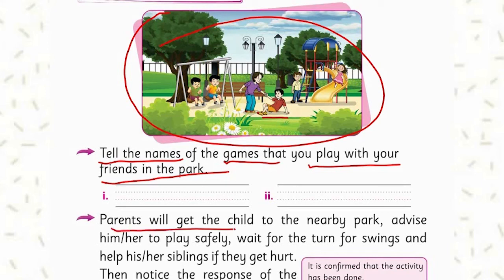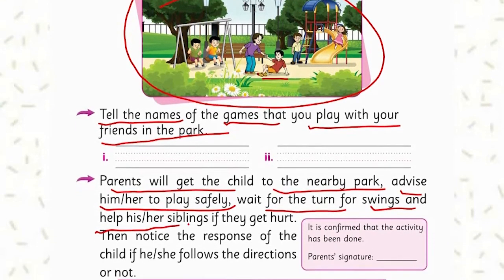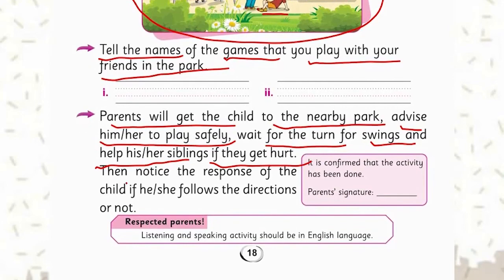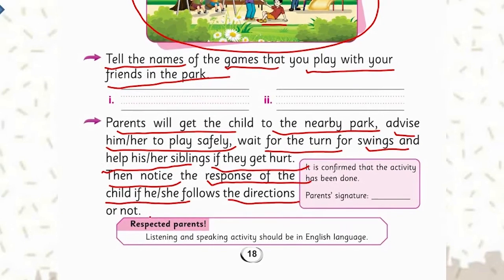Parents will get the child to the nearby park, advise him or her to play safely, wait for the turn for swings, and help his or her sibling if they get hurt. Then notice the response of the child if she follows the direction or not.